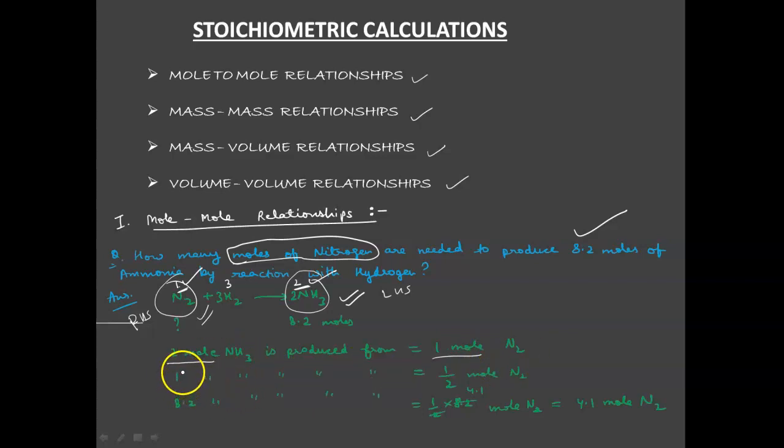Now using the unitary method, 2 mole gives 1 mole. So 1 mole gives 1 upon 2, and in the question 8.2 gives 1 upon 2 into 8.2. This comes out to be 4.1 mole. So we have to notice the quotient. First of all, according to the balanced chemical equation, we will write the first statement. This is very important and confirmatory to the answer that we have to calculate. So write the first statement very clearly.